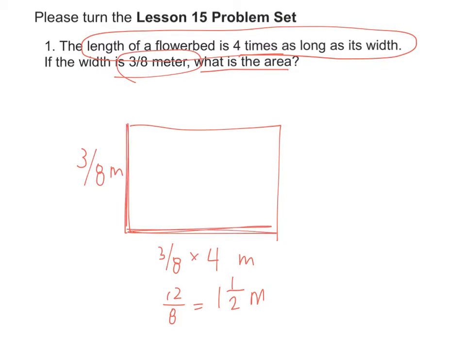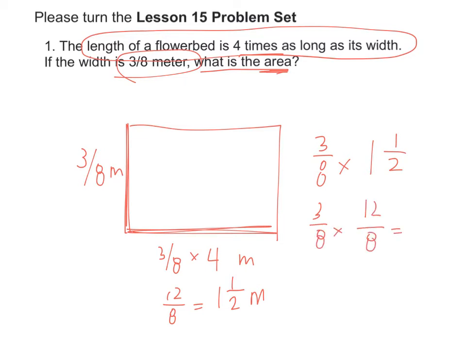Okay, so if we know now that the width is 3/8 of a meter and the length is 1.5 meters, how can we find the area? Because as Alex pointed out, the question's asking us to find the area. We can multiply 3/8 times 1.5. Very good. What should we do, Ben? You should do 1 1/2. Okay, let's do that. So it's 3/8 times 12/8, right?